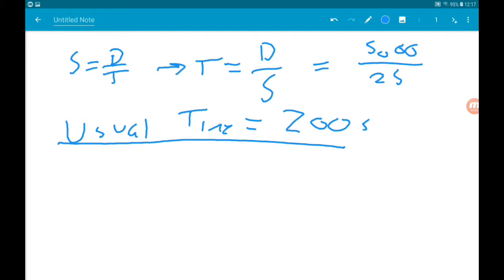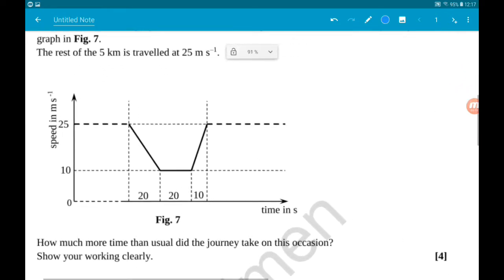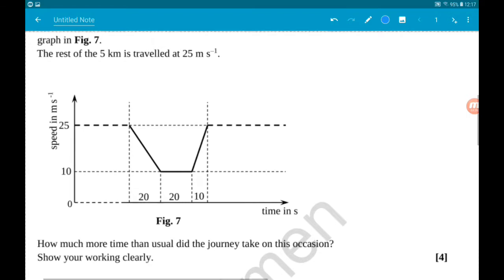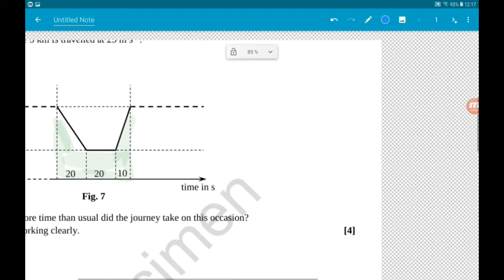Okay, now what we need to do is, first of all, remember that the area under the graph on a speed or velocity time graph is the distance. So for this 50-second part of the journey, we need to work out this area under the graph. Now, to do that, we are going to make a sketch.